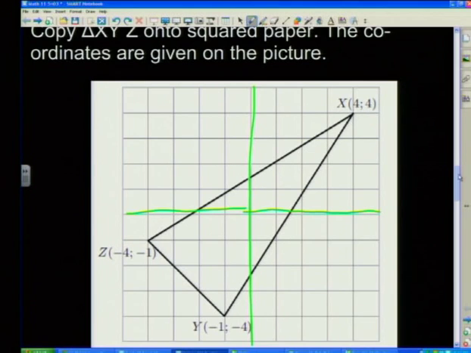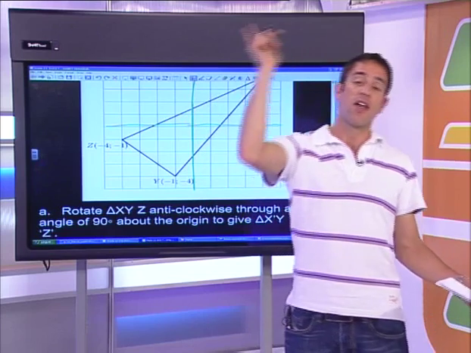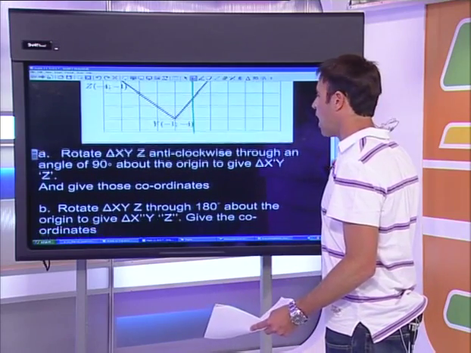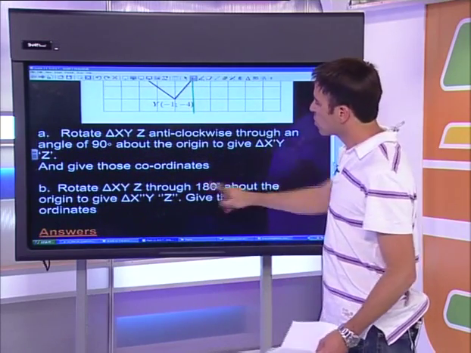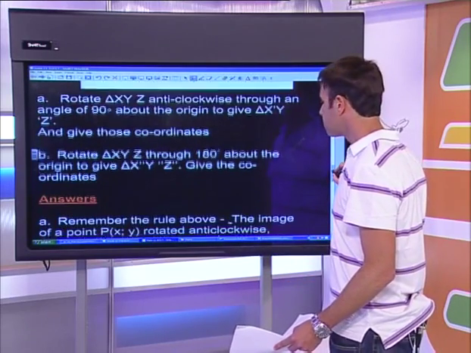Okay, now what are we asked to do here? So, rotate the triangle XYZ anti-clockwise through an angle of 90 degrees about the origin to give triangle X', Y', and Z', so apostrophe. And now we're going 90 degrees about the origin, okay? And it's anti-clockwise, so it's that way. So if I then think about what my diagram will look like, okay? Hang on, so there's a second part to this, but we'll come back to that. I just want to deal with part A.